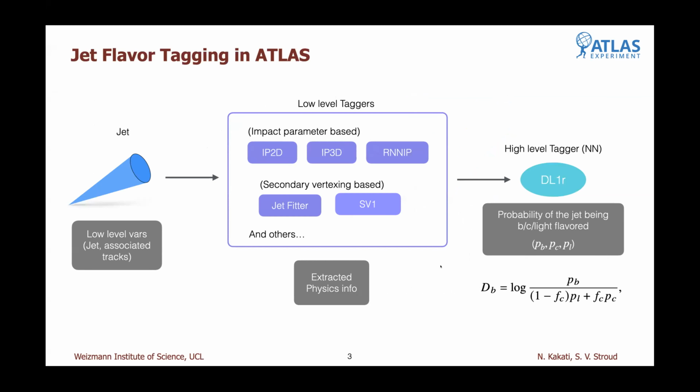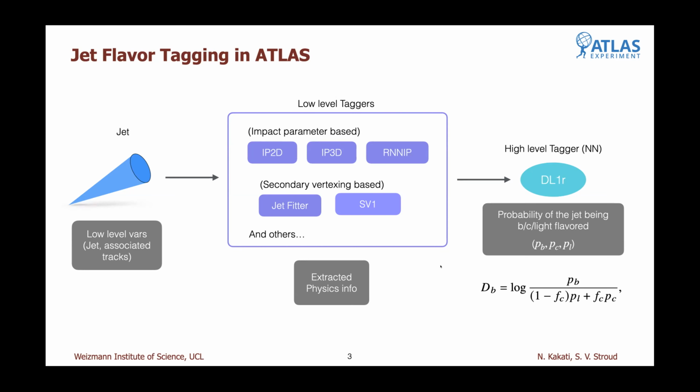This is how we do jet flavor tagging in ATLAS currently. You start with a jet, and the jet will have a bunch of associated tracks. So we'll have the variables for the jet and also variables for the tracks. We take these inputs and pass them to some low-level taggers. These taggers are specifically designed to exploit the two key signatures that I just talked about. Some low-level taggers are based on impact parameters, and some are based on secondary vertexing. The goal of these low-level taggers is to extract some physics-based information.